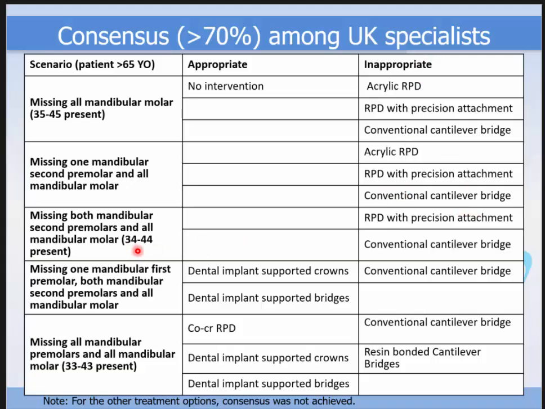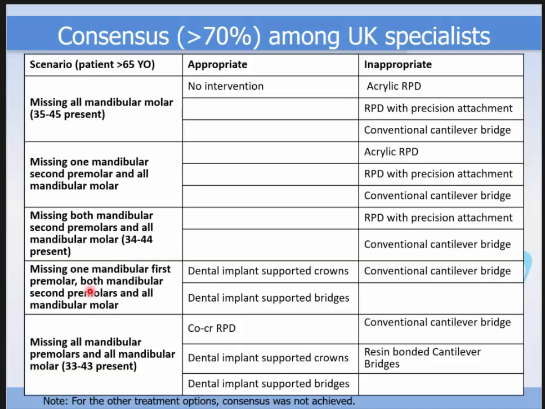So this is further reduced. The patients only present from the first premolar to first premolar. Similarly, they couldn't come into consensus on what is appropriate to provide for the patients. Some agree, some don't agree, but they agreed that RPD with precision attachment and conventional cantilever bridge are inappropriate treatment options. This is just opinion based, okay?